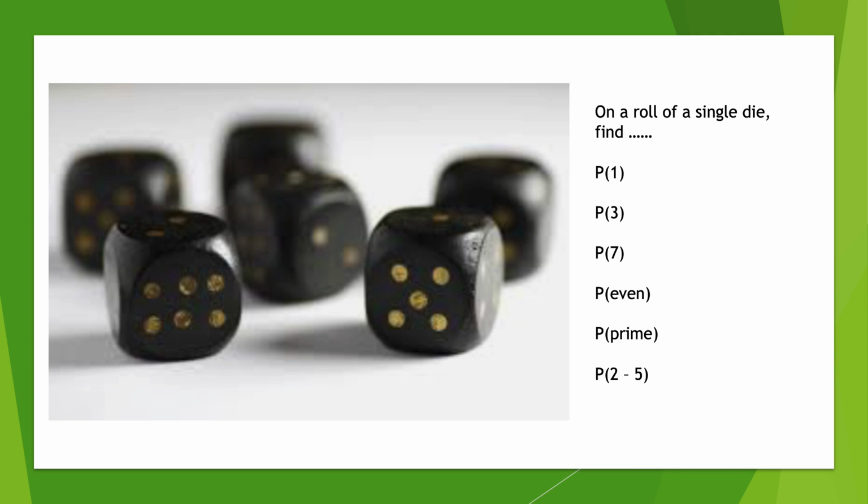And you see a 5 and a 6 here, and in the background, I have a 5, but 2 in the middle, there's 4 on the right there. So 6 sides, can only get the outcome 1, 2, 3, 4, 5, or 6. What's the probability of a 1, then a 3, then a 7, an even, a prime, or a 2 through 5? Go ahead, give it a shot.